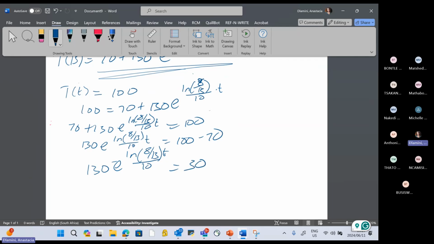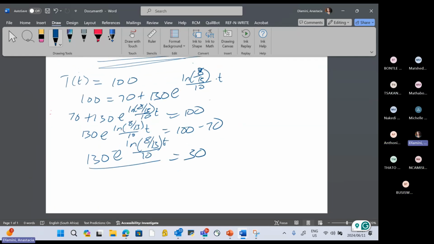Are we following, guys? Yes, ma'am. Then divide by 130 this side, divide by 130 this side. So we are left with e to the power of ln of 8 over 13 T over 10 is equal to, the zeros cancel, 3 over 13. Altogether up to that point? Yes. What do we do from here?